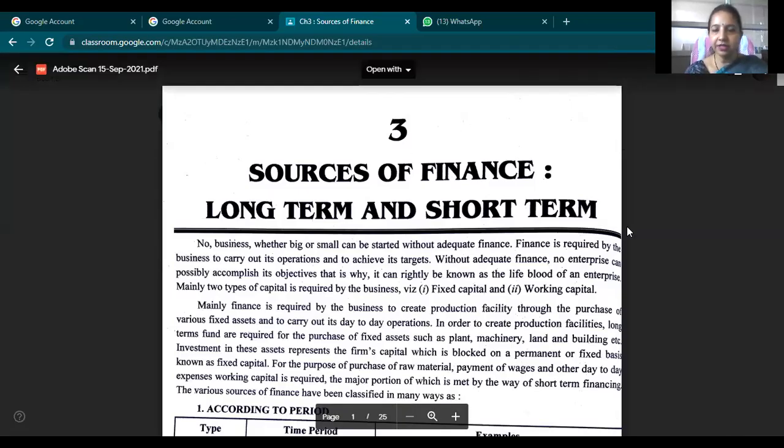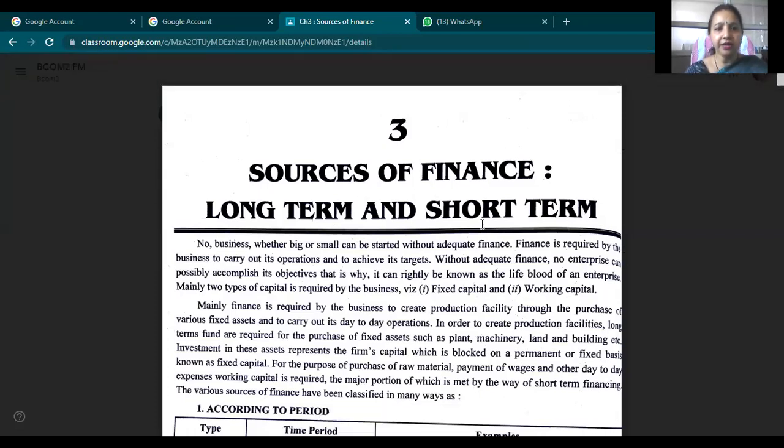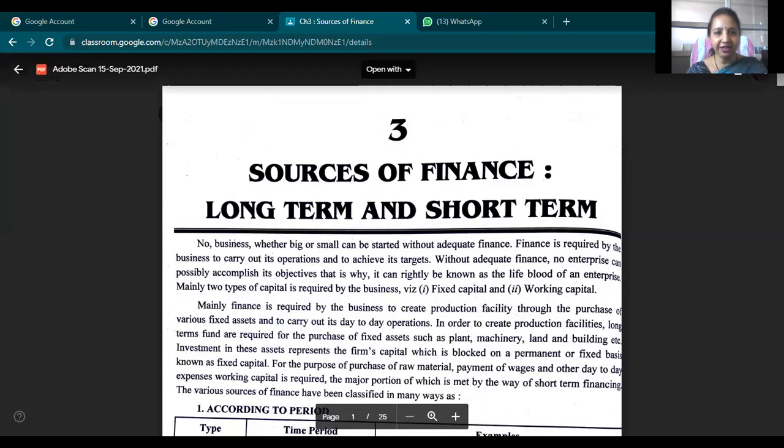So this is your chapter that is given in your book, and we have already completed this chapter through the help of PPT, that is sources of finance. Today we'll be going through the material available in Sharma Publication. So this PDF has been generated from Sharma Publication. Let's have a look at what material is available to you.